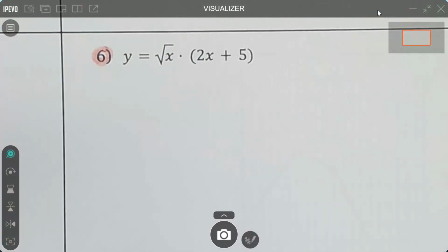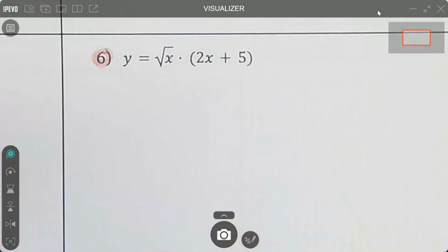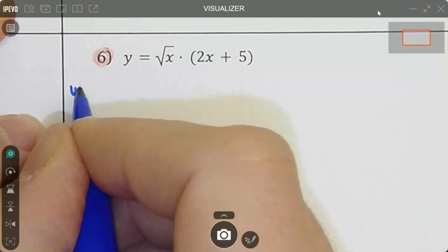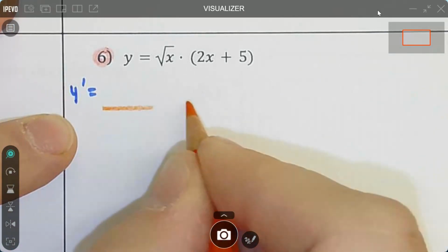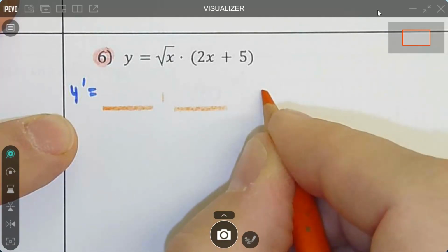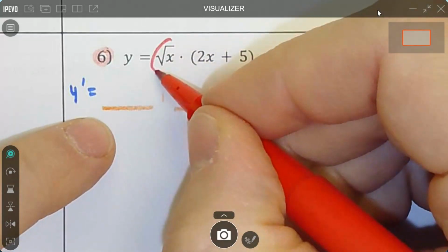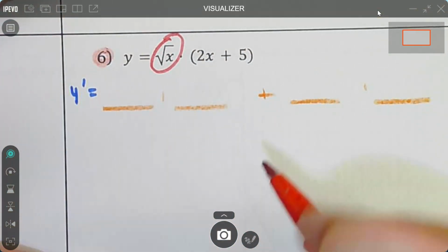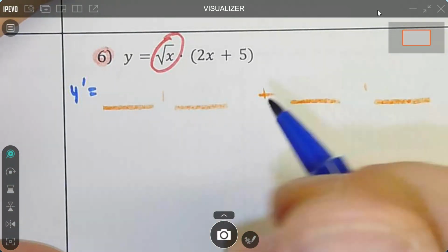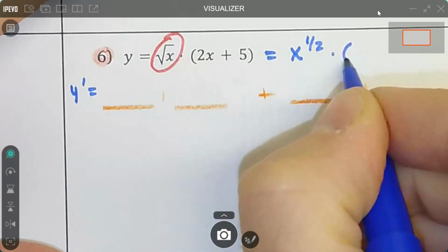Now we're going to continue by taking a look at number 6. Number 6, you can see that you got two things multiplied together again. So when I take the derivative by the product rule, we're going to get something times something plus something times something. And I wanted to go over this one because of what happens when you take the derivative of the square root of x, also known as, I'll rewrite this, x to the half power.